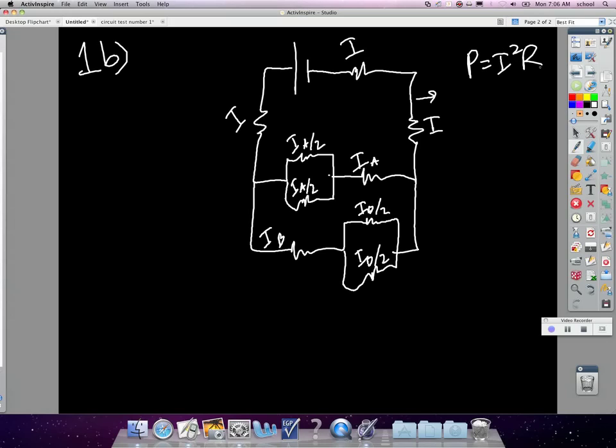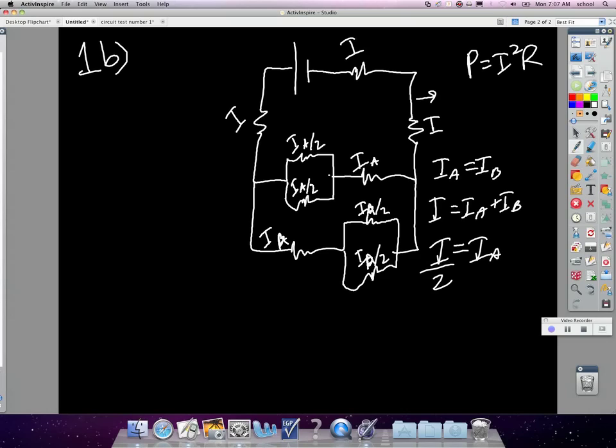So clearly, the order of brightness: the brightest, if I below the brightest, this one and this one, brightest, second brightest, third. Second brightest would be here and here, and third brightest, of course, would be those.